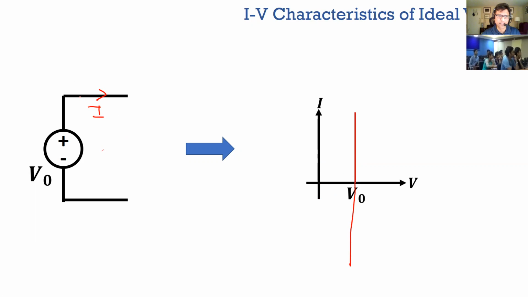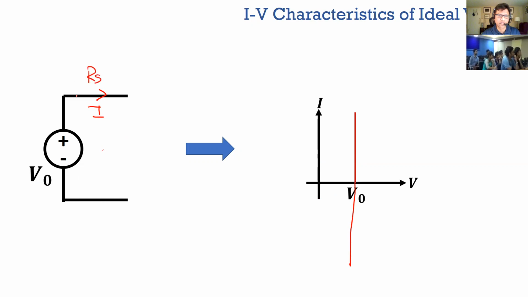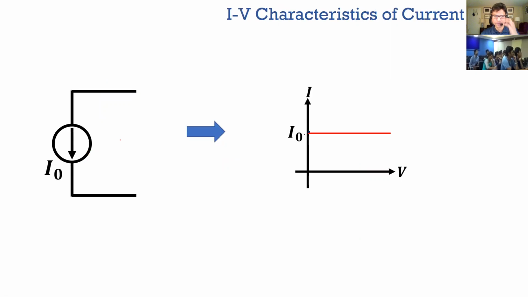Now, in reality, like I had mentioned earlier, you'll probably have some series resistance called RS, and that will change this characteristic curve by putting a slope on it, depending on how much RS you have, right? So that's the ideal voltage source. Whenever you have an ideal voltage source in a circuit, if there is no source impedance, or even if there is a source impedance, the voltage across this is always V naught. Just remember that, okay?